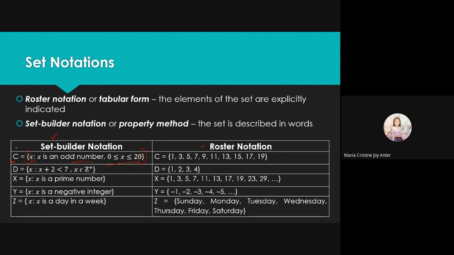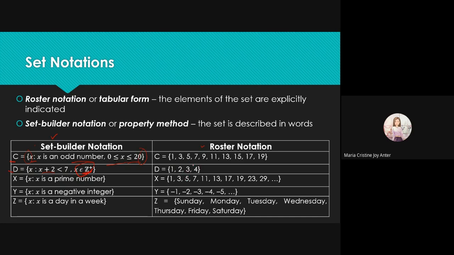Another example. We have here the set D where x is an element of the set such that x plus 2 is less than 7, where x is an element of the set of integers, specifically positive integers. So which positive integers can satisfy this condition? x plus 2 is less than 7. We have here 1, 2, 3, and 4.